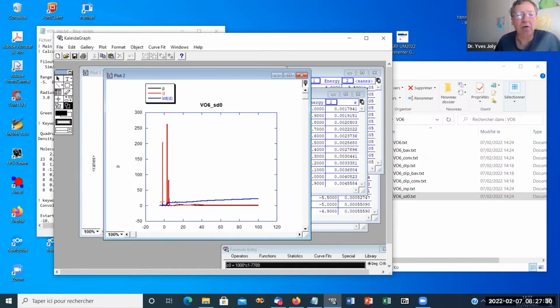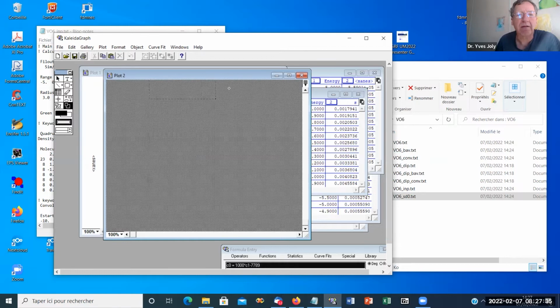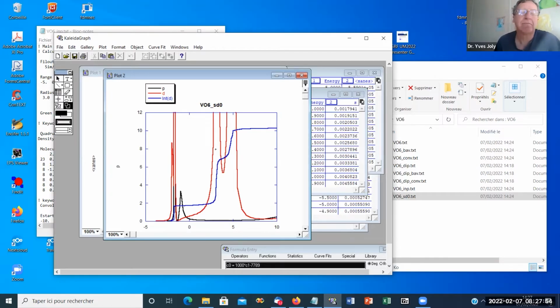And moreover, in number of electrons, it's not a lot because it's an oxide. And if you look at the integral, it is close to 10. It's normal. You have 10 possibilities for the 3D electrons. Of course, it's not occupied for vanadium, but the integral must be 10 at the end of the band in some way.